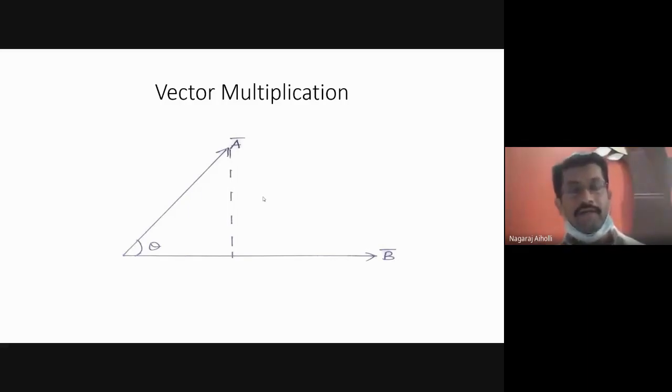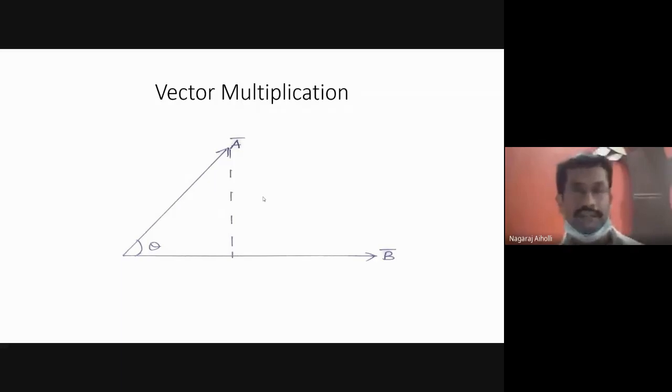Therefore, magnitude of A into magnitude of B into cos 90 will become 0. Hence, we say that if the two vectors are perpendicular, then their dot product is 0, or conversely, if the dot product of two given vectors is 0, then they are mutually perpendicular to each other. Similarly, for parallel vectors, the dot product is the product of the magnitudes of the two vectors. That is one concept. Another concept is that if they are mutually perpendicular, then their dot product is 0, or if the dot product is 0, then they are mutually perpendicular.